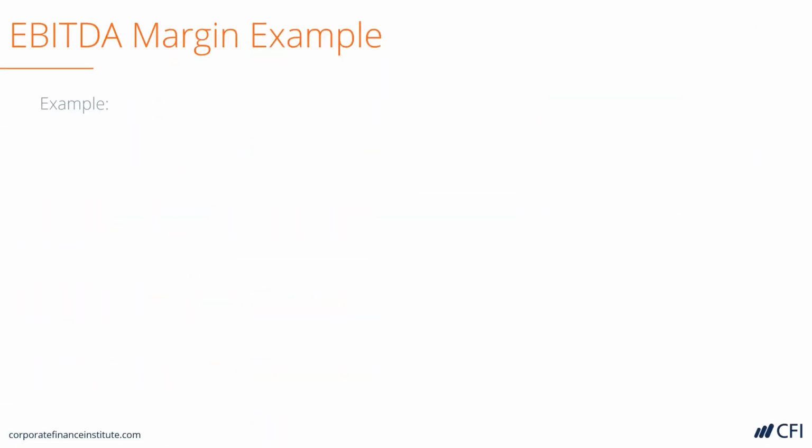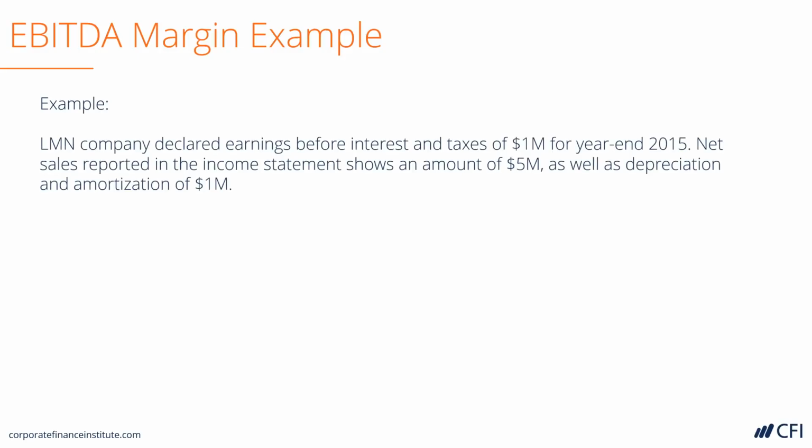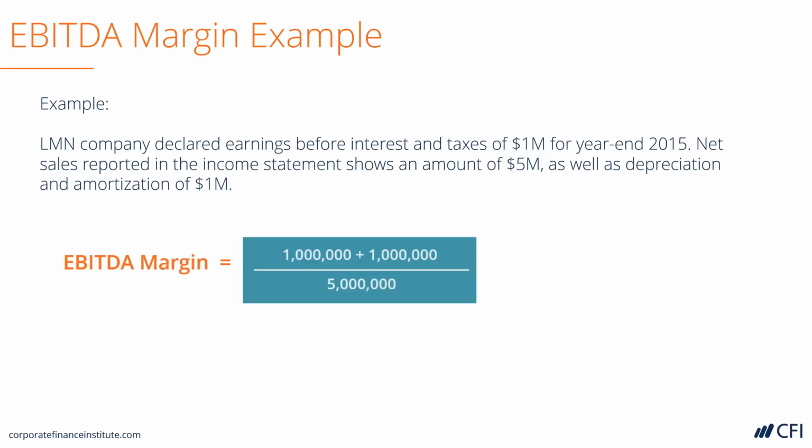Here's an example. A company has earnings before interest and taxes of $1 million. The revenue on the income statement was $5 million and depreciation was $1 million. What is the company's EBITDA margin?